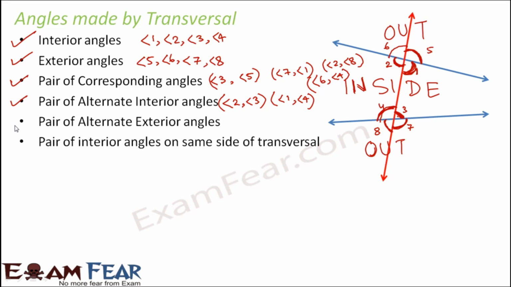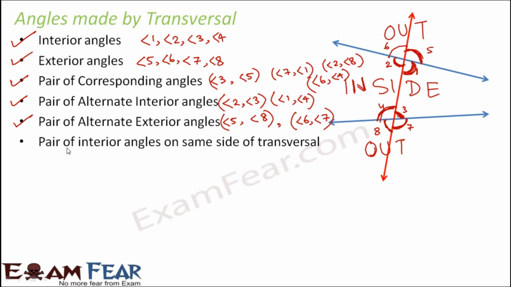Similarly, when you look at a pair of alternate exterior angles, you will deal only with the exterior angles. For example, what would be the alternate angle for angle 5? The exterior angle which is located on this side of the transversal. So angle 5 and angle 8 would form a pair of alternate exterior angles. Also angle 6 and angle 7 would form a pair of alternate exterior angles.